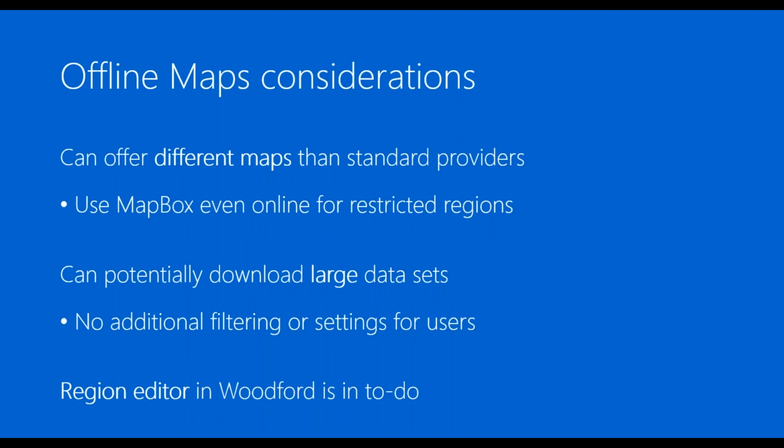But what is important is that this is not only for the offline maps, but Mapbox offers different types of maps than the standard providers, than Apple Maps or Google Maps. And this is useful for restricted regions. For some regions, I've heard our customers complain that the maps from Apple or maps from Google are not really good for that region. So you can use Mapbox maps instead. Also, specifying regions not via XML in Woodford is already on our to-do list.